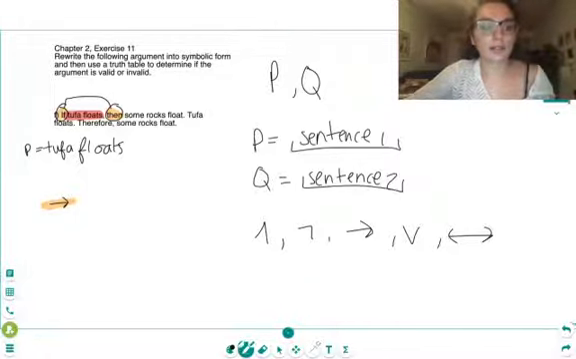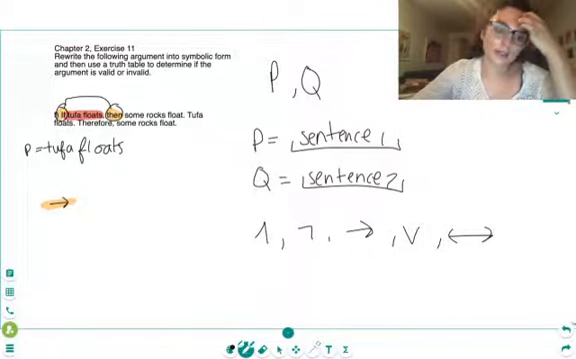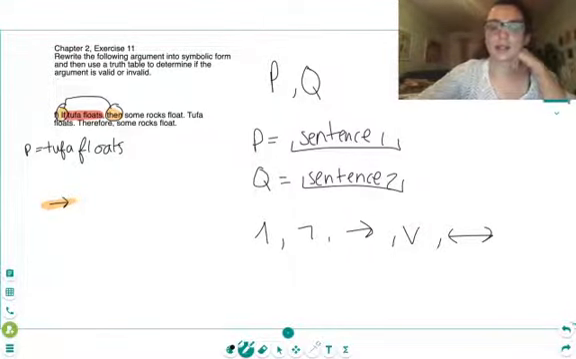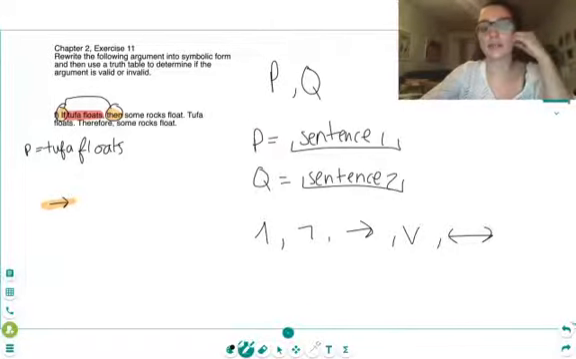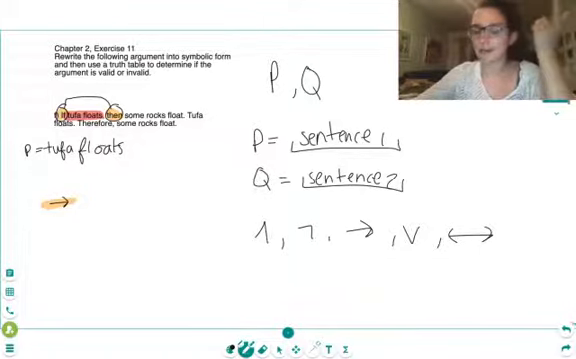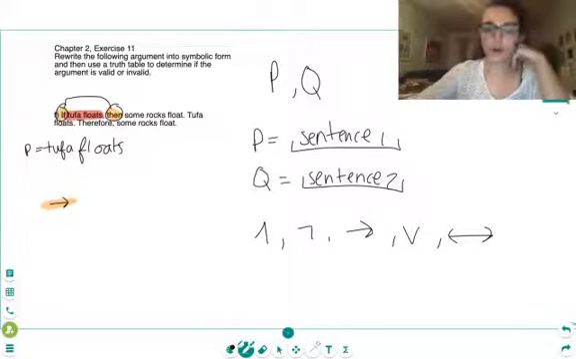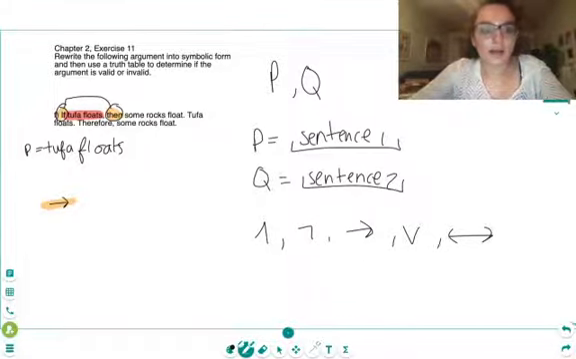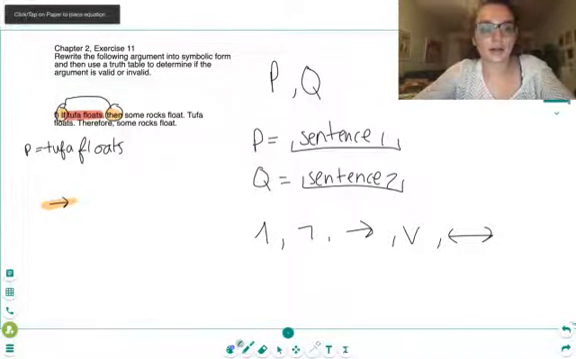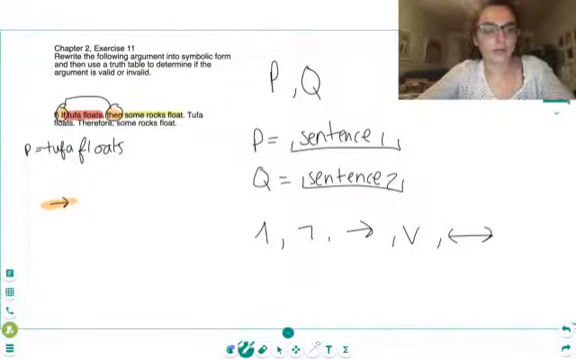Then is captured here. Those two words are in the orange arrow. Some rocks float. Okay, so the word some is not actually captured in any of these. It does seem like a logical word, kind of like a quantifier, but don't let that confuse you, because all we have is and, not, if, then, or, and if and only if. So what we're going to have to do is make some rocks float an entire other sentence. So I'm going to go over here, call it Q, and say some rocks float.